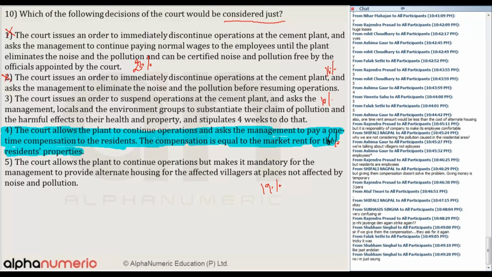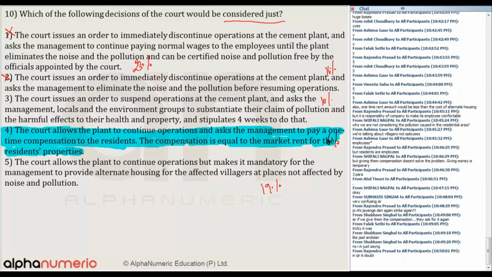The only disadvantage with option number 5 is that it is going to be very, very costly for the management. So maybe it is unjust for the management. It is just for the villagers, but it is unjust for the management. Whereas option number 4 is just for both.